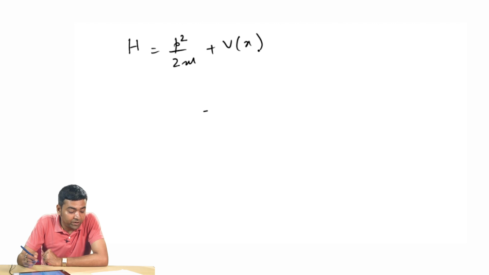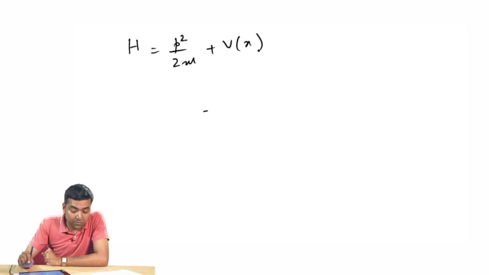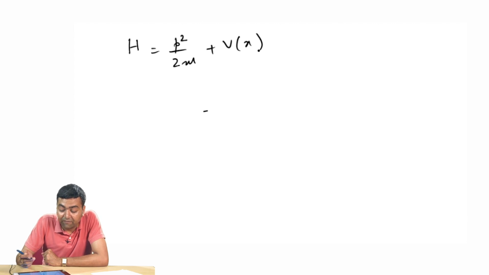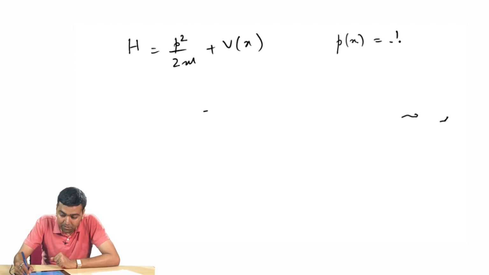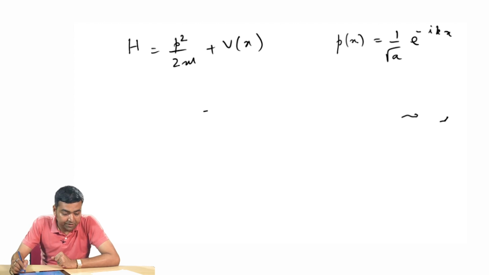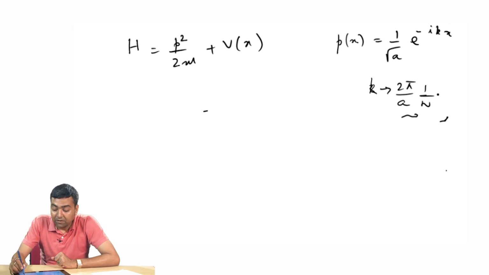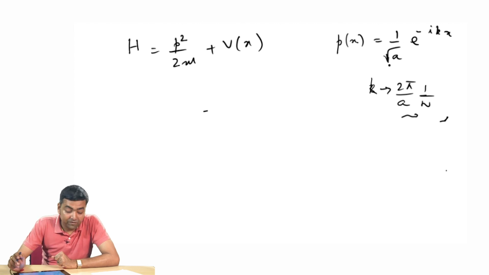Now, what I am going to do is expand my wave functions in a plane wave basis. So, the choice of my basis is, I denote my basis function in this fashion. I will use a set of plane waves k's, where my k's are given by twice pi by a into 1 by n, and I will expand my wave function in this plane wave basis.